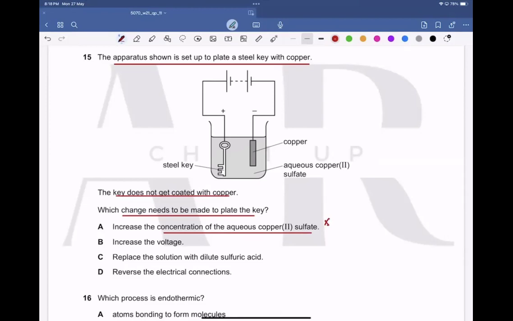Okay. The thing is that the copper ions are positive. So how are they going to be attracted to the positive plate? So see, reverse the electrical connections. Yeah, reverse the electrical connection. So D is the answer. A, B, and C are not correct, and D is the correct answer.